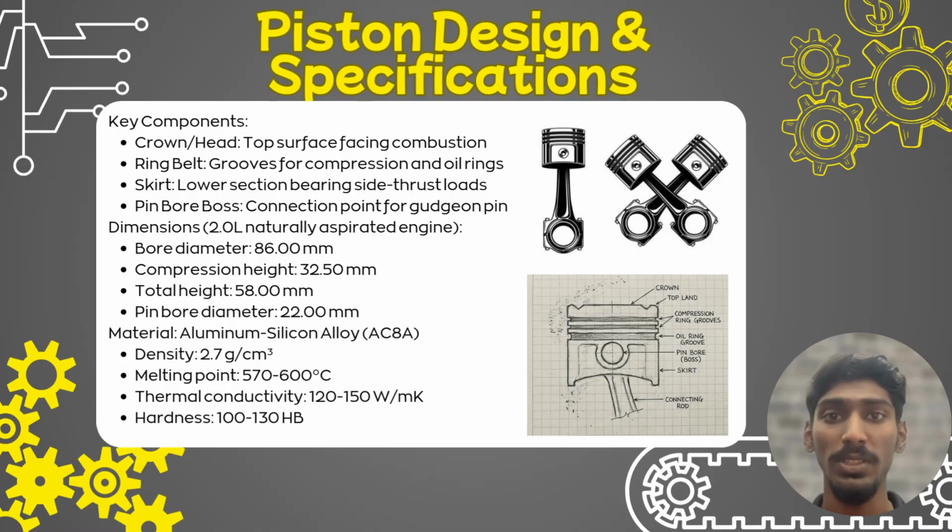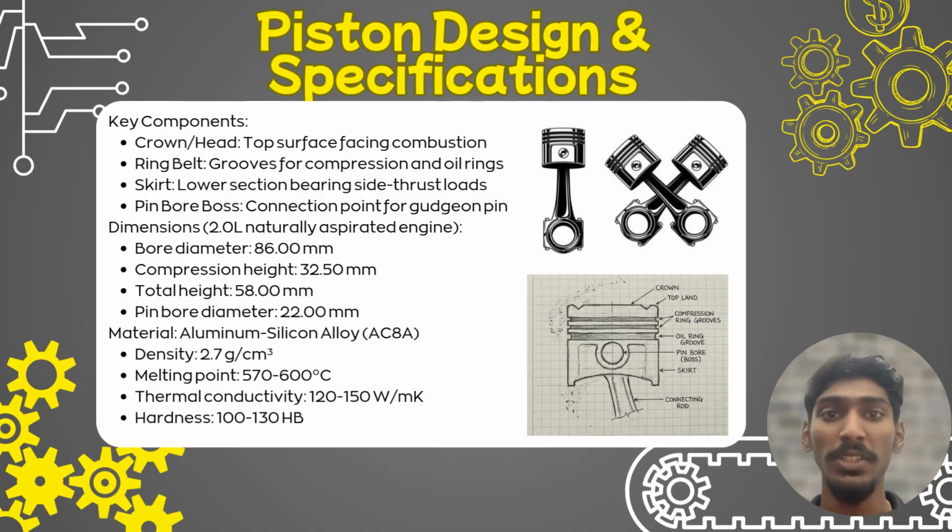The skirt: this is the lower cylindrical section that guides the piston up and down inside the cylinder wall. Modern pistons often have special coatings to reduce friction. The pin bore or boss: this is the hole where the gudgeon pin connects the piston to the connecting rod, which transfers the power to the crankshaft. Dimensions: for our study, we selected a standard 2.0 liter naturally aspirated engine.